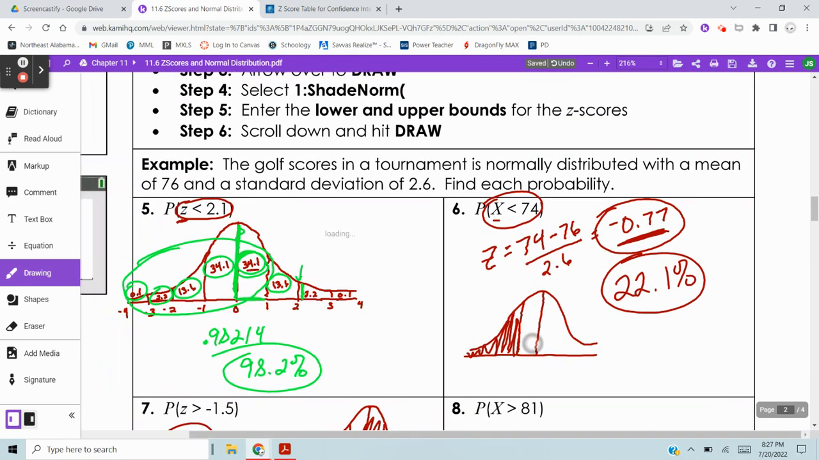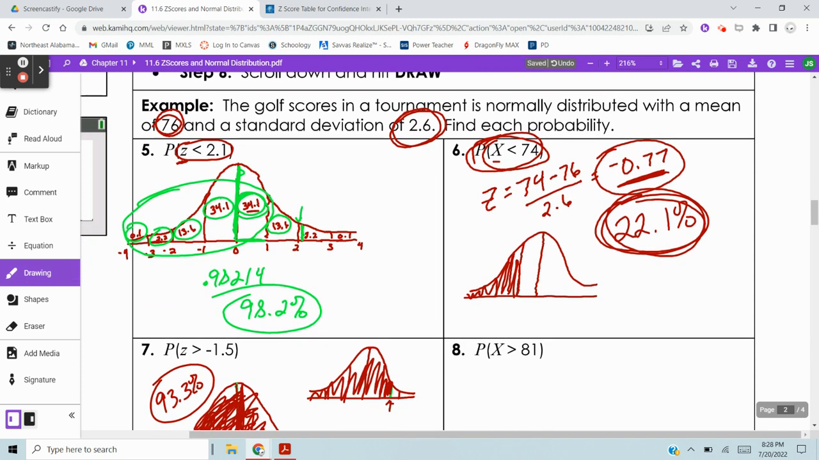And again, what we actually found, sometimes it's good to revisit the problem, is the golf scores are normally distributed. The mean is 76. So how many of these golfers, if the standard deviation is 2.6, how many of these golfers are shooting below a 74? And that would only be about 22.1% of those golfers would be shooting that low.